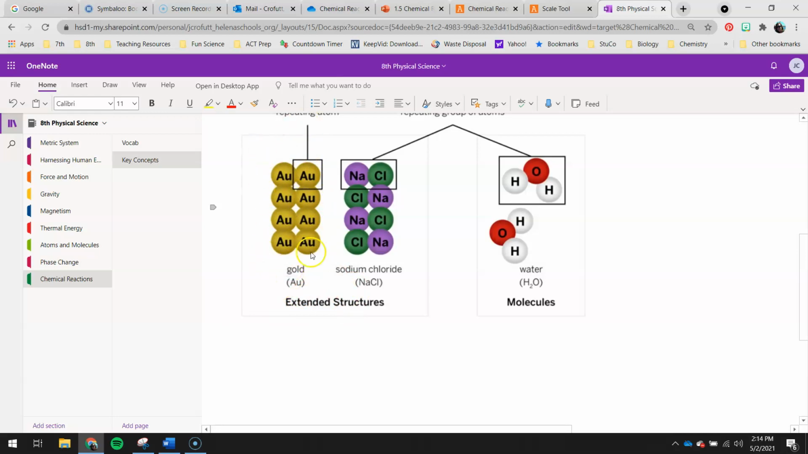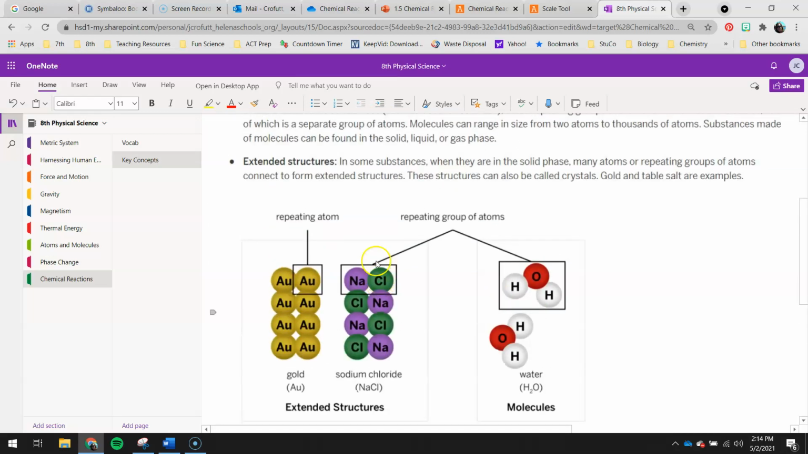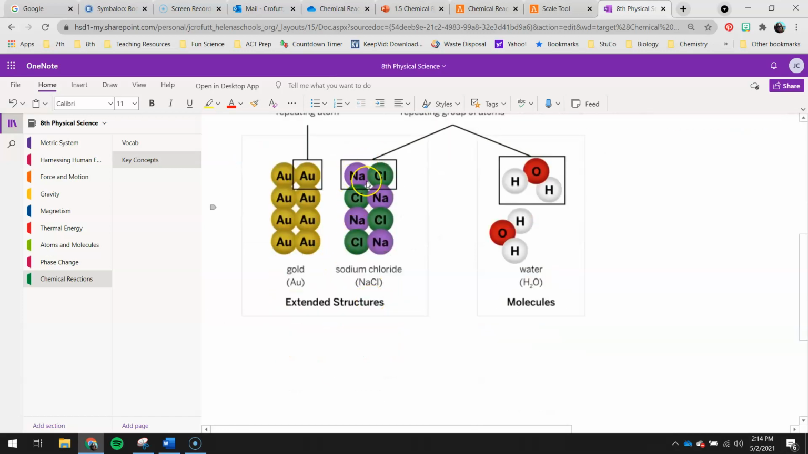So that would be an extended structure. Okay, something like table salt is also going to be, so this is just repeating atoms because it's just the same substance, versus if we look at these two here, these are groups of atoms. I prefer saying repeating molecules, but you can see that they can arrange themselves differently. If this is a solid, it's also an extended structure. This is NaCl, which is table salt, so that's an extended structure.